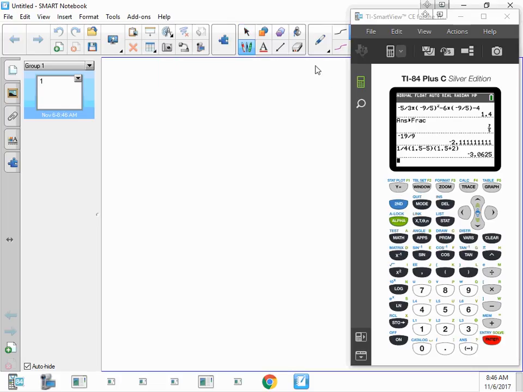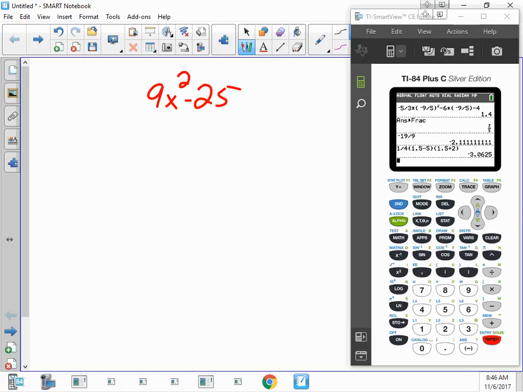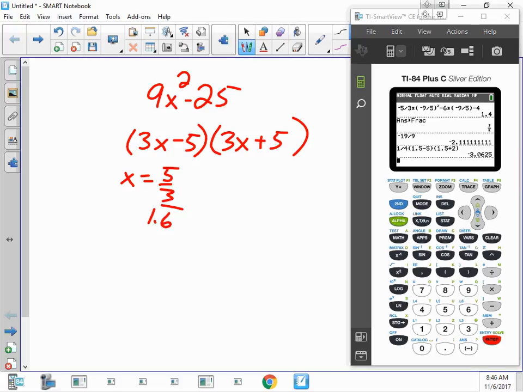If I have 9x squared minus 25, I get 3x minus 5 and 3x plus 5. Okay, the roots will be 5 divided by 3, which is 1.6 repeating, and negative 5 divided by 3, which is negative 1.6 repeating. I put that on the x-axis, 1, 2, so 1.6 would be there. Where is the axis of symmetry? At 0. Halfway between negative 1.6 and positive 1.6 is 0.